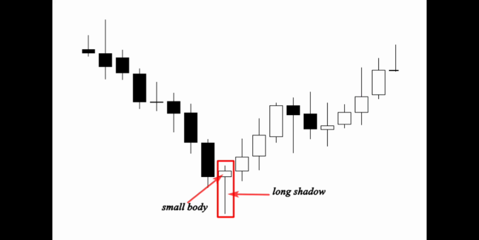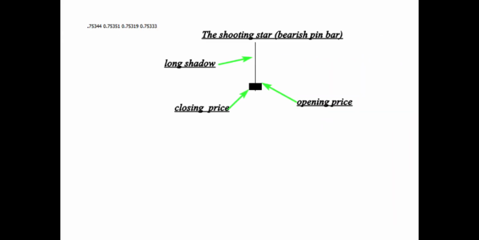The most important thing to understand is the psychology behind the formation of this pattern. If you can understand how and why it was created, you will be able to predict the market direction with high accuracy. 9. The shooting star. Bearish pin bar. The shooting star is formed when the open, low and close are roughly the same price. This candle is characterized by a small body and a long upper shadow. It is the bearish version of the hammer.